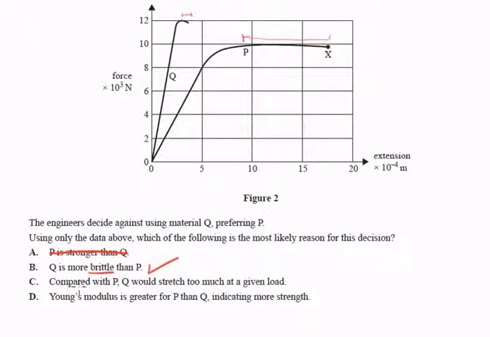Let's just go through the rest. Compared with P, Q would stretch too much at a given load. Well, no, P would stretch a lot because it's not as stiff and it's got a long elastic region. So that's not true either. And the Young's modulus for P is greater than Q. No, this is a steeper graph. Q's Young's modulus is greater than P. So the answer is B.